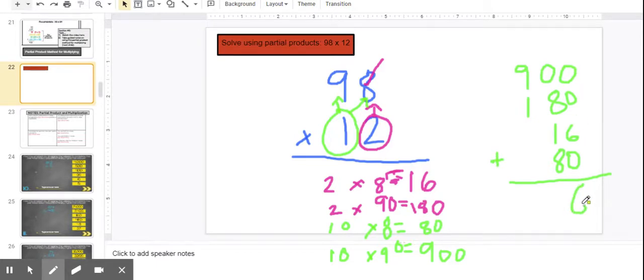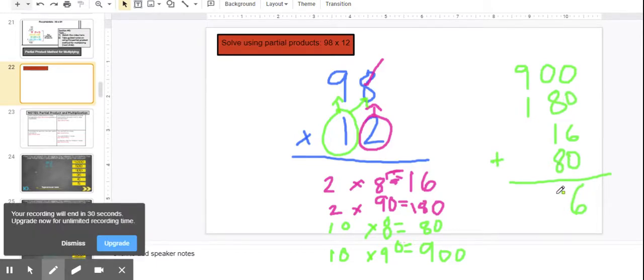So I say zeros plus 6, 8 plus 8 is 16, plus 1 is 17, 10 plus 1 is 11. So we end up using the partial product method, finding out that 98 times 12 gets us 1,176.